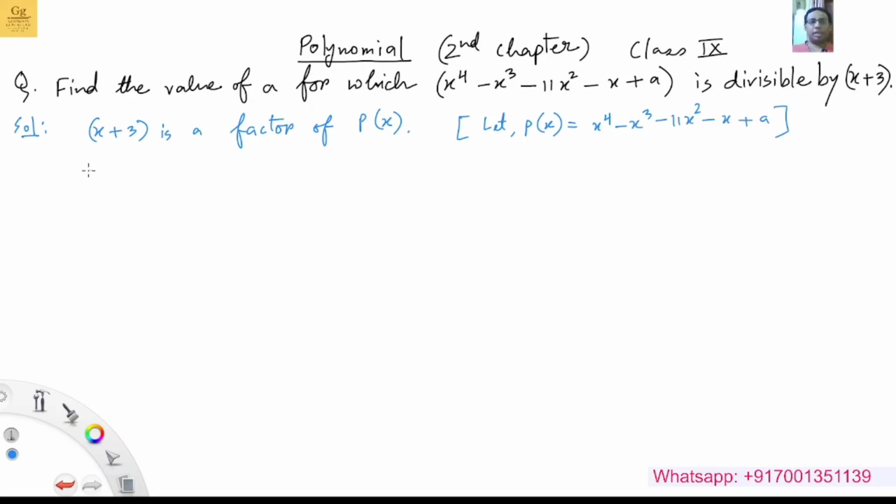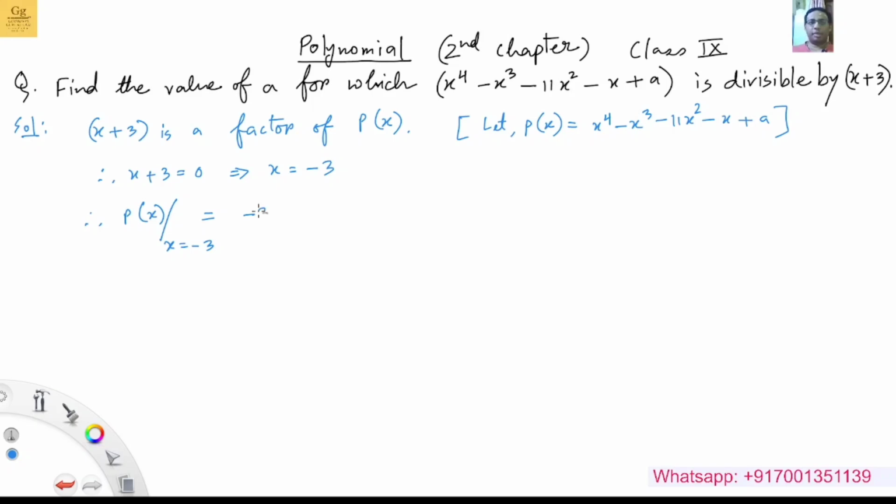Now you have to just find out the value of x here na. Okay na? So x plus 3 is equal to 0. That means that x equal to minus 3. So I have to put the value of x in p(x). Okay na? Therefore p(x) at x equal to minus 3, so have to find out the value.